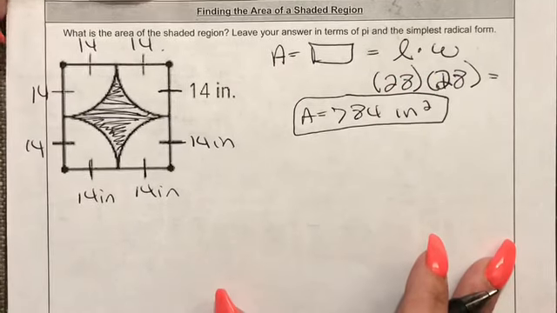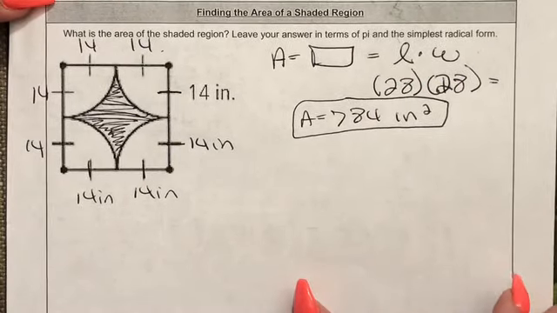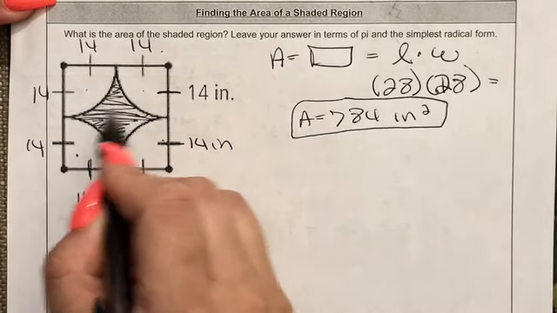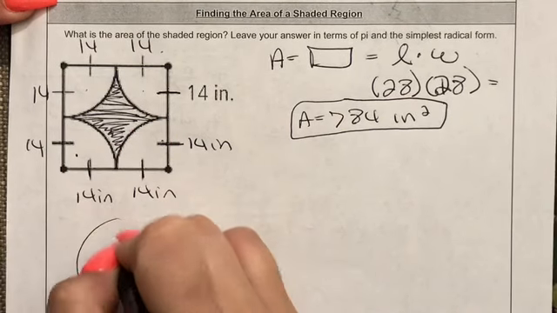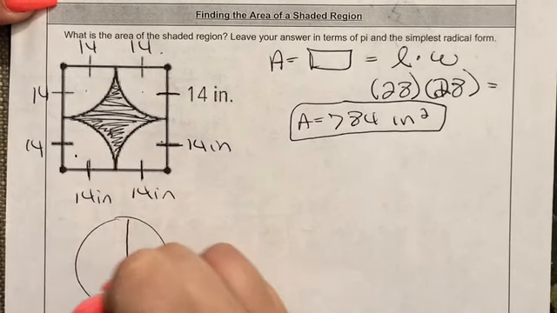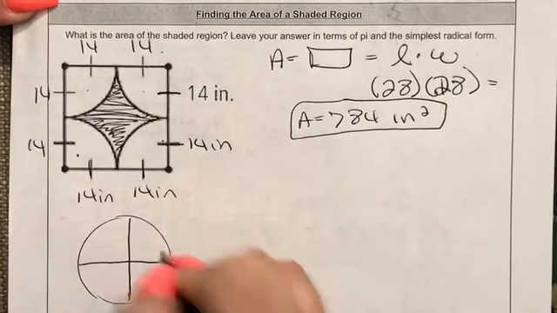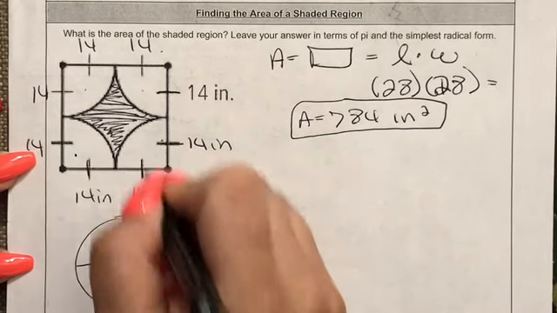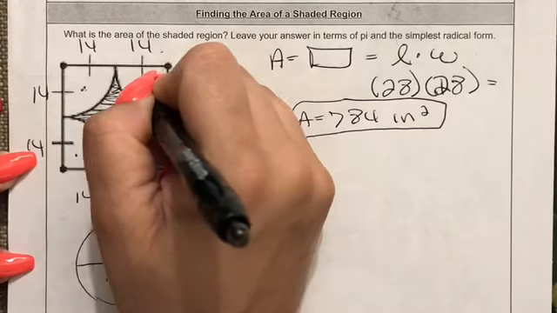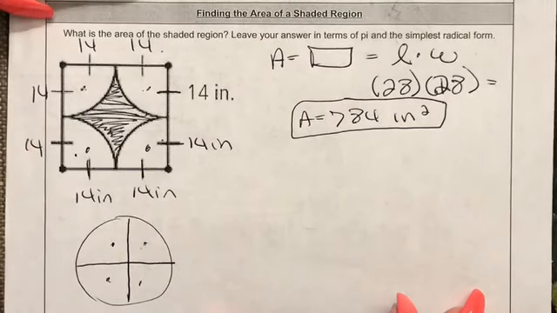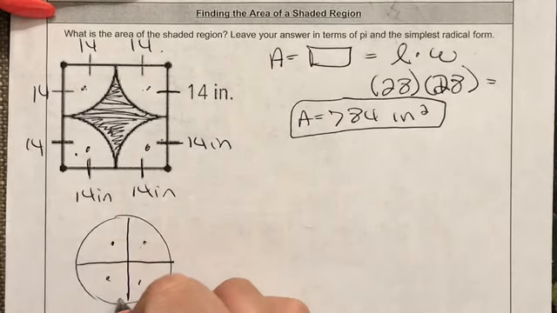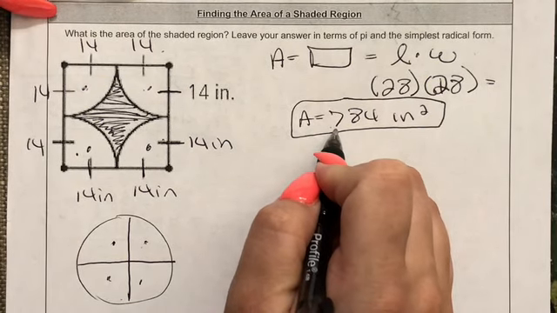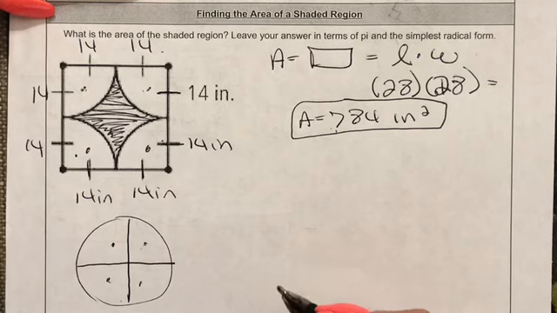The next thing I notice is that the corners that I need to remove in order to find this are actually the same pieces of a circle. So if I took a circle and I divided it into 4, these 4 pieces are these same 4 pieces. So that means if I find the area of an entire circle and subtract it from the area of the entire square, I would have the portion that is left.